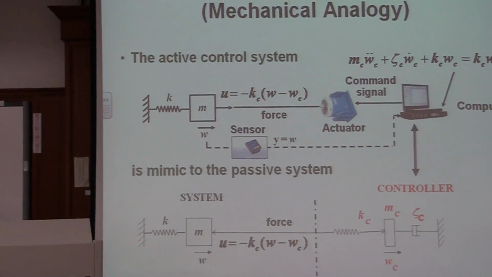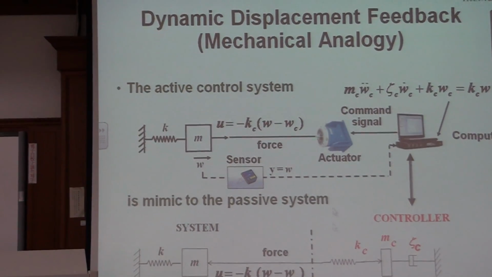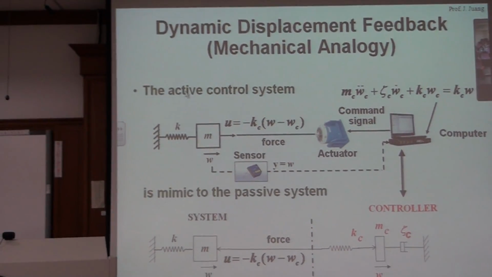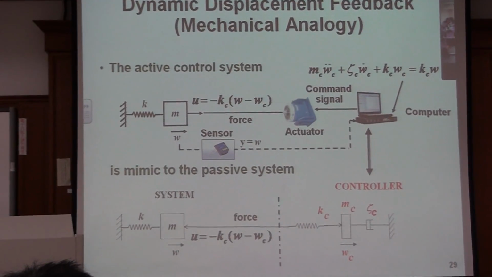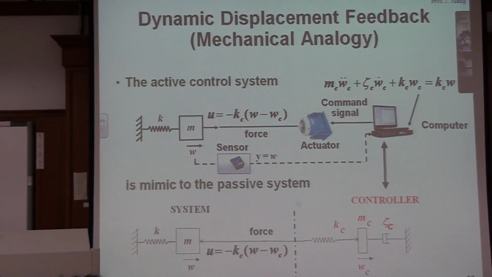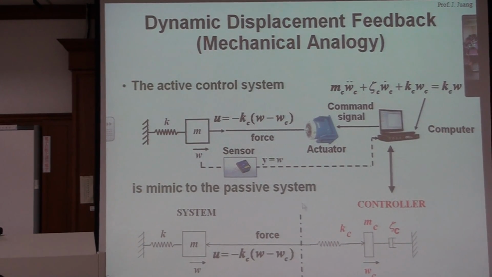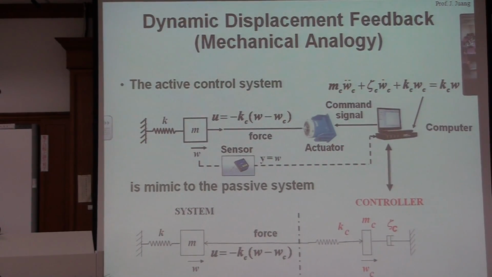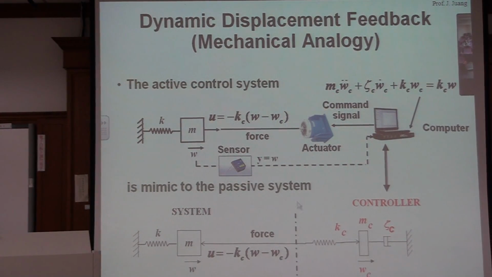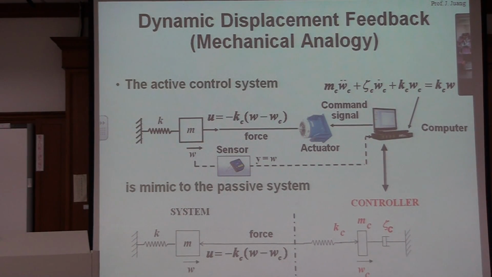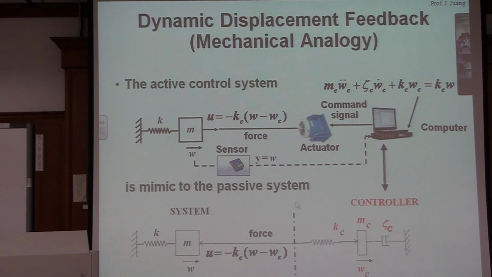So to control these two systems, one is an active control, one is a passive system, they are equivalent. Of course, we assume that there's no time delay. All right? And also assume that I have power to be used, and assume that I have an actuator, and assume that I have sensors.